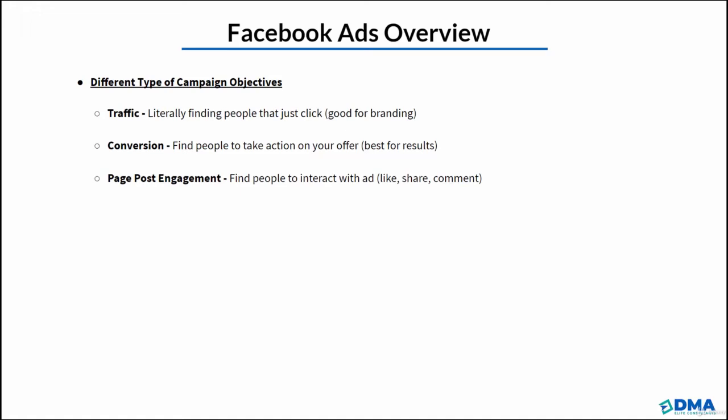And then we have the page post engagement. This is where we're just finding people to like, share, comment, right? Those who are social. And this works extremely well for social proof, because what ends up happening is that your ad will get shown to a lot of people that are liking it, sharing it, commenting on it. And then once new people see your ad, they're most likely going to also want to engage with it because they're seeing that it has a ton of likes, a ton of shares, right? It's very, very popular. And so they're more likely to engage with it and potentially become a lead or actually buy a product.